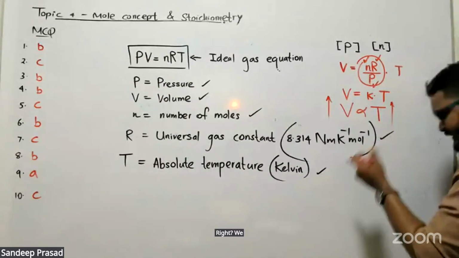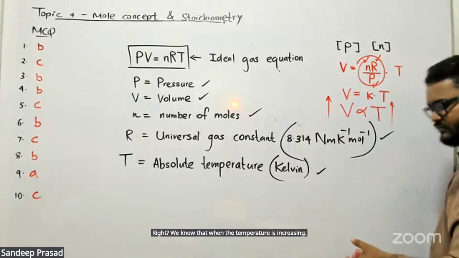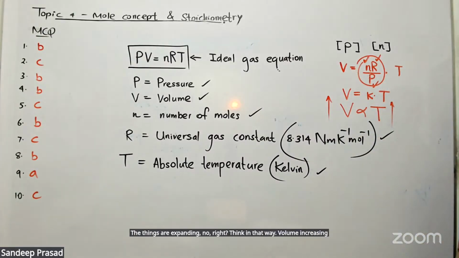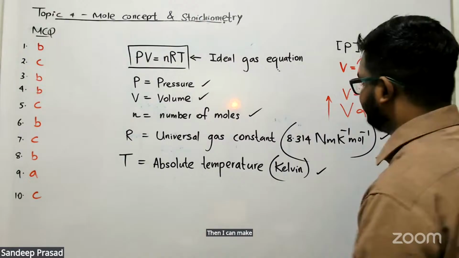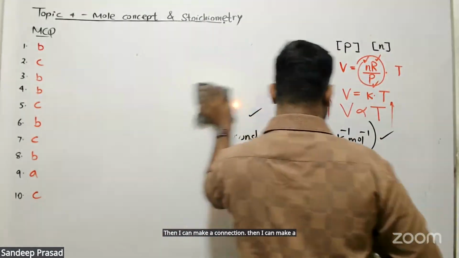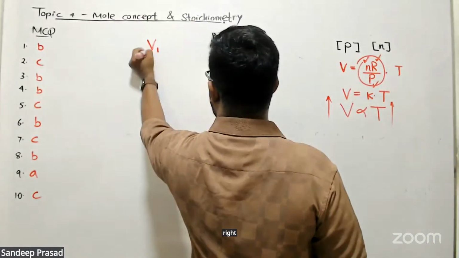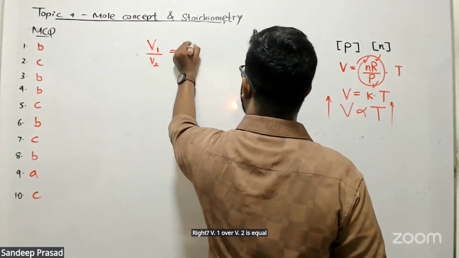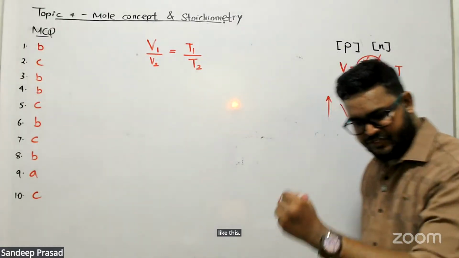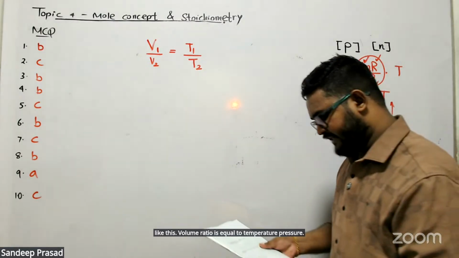We know that when the temperature is increasing, things are expanding, right? Think in that way. Volume increasing, temperature is increasing. Then I can make a connection like this: V1 over V2 is equal to T1 over T2. The volume ratio is equal to the temperature ratio. Now you can apply that.